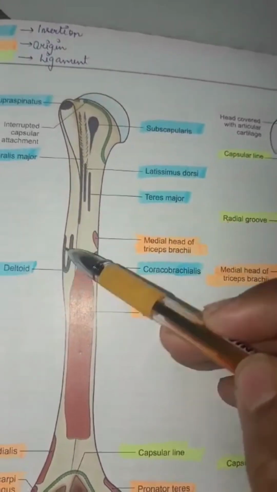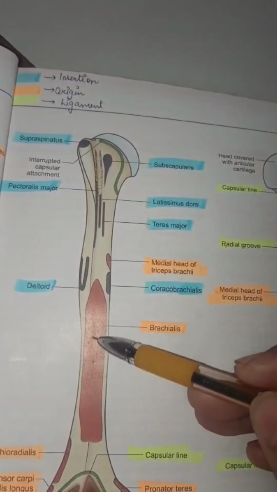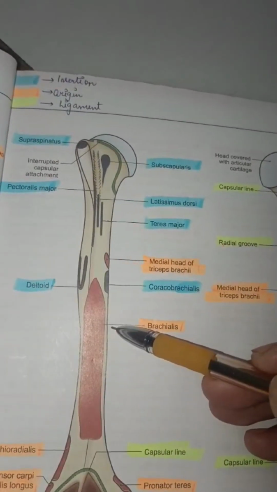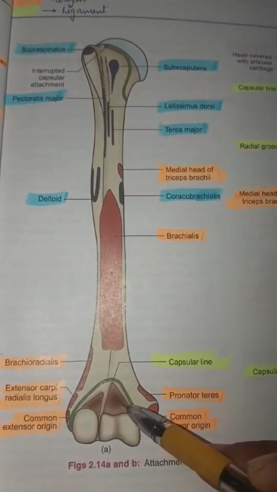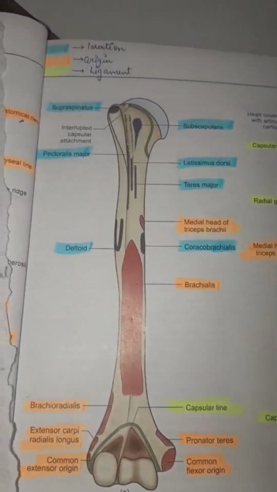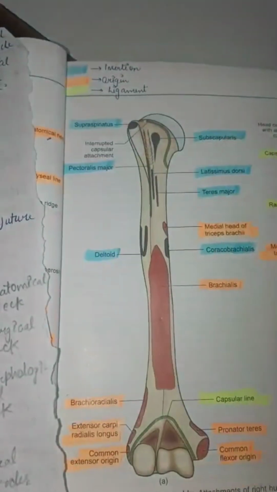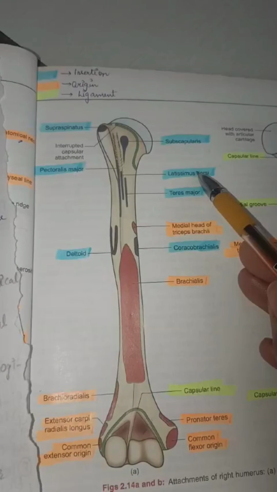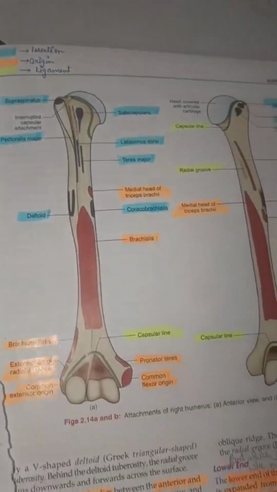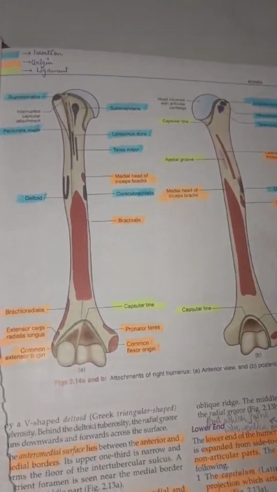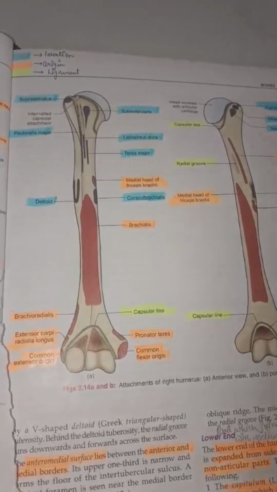If it is bluish in color, then it represents the insertion. If it is reddish in color, then it represents the origin. And if we have green color, then it represents our ligaments. Okay, so we have supraspinatus, so this is the insertion. Then again we have latissimus dorsi, teres major, coracobrachialis, deltoid. These are all the muscle attachments, we can say. This is the part that we have to learn.